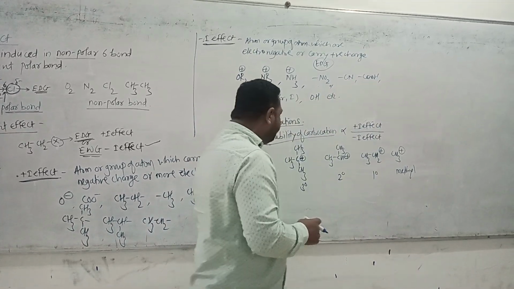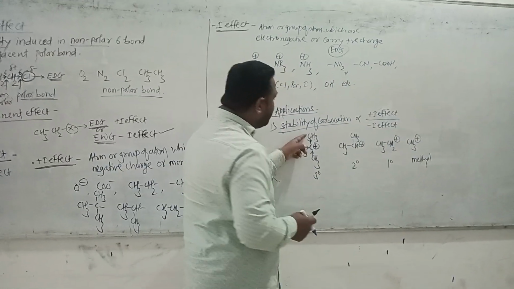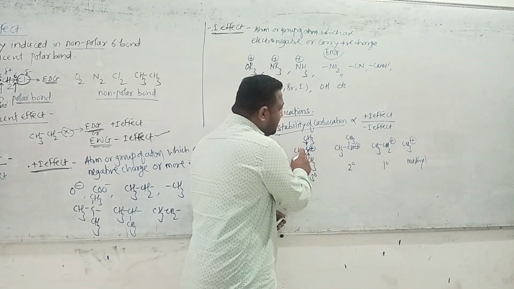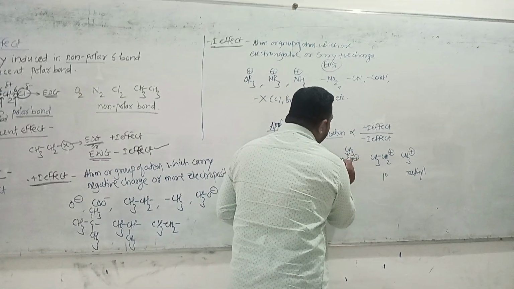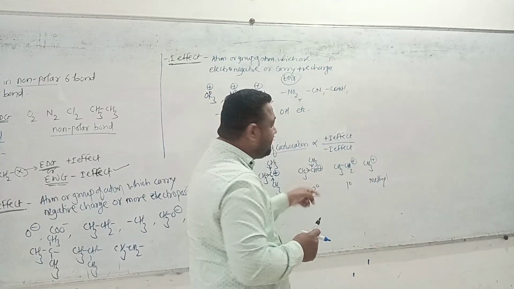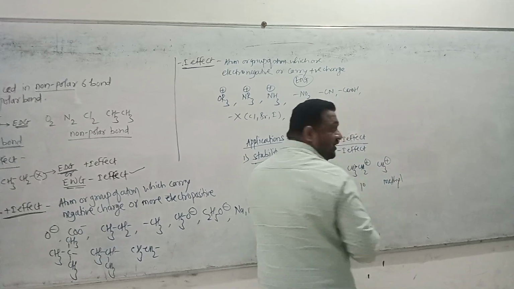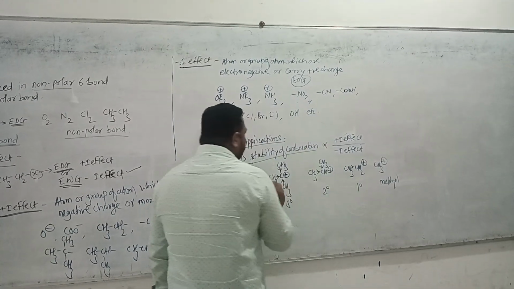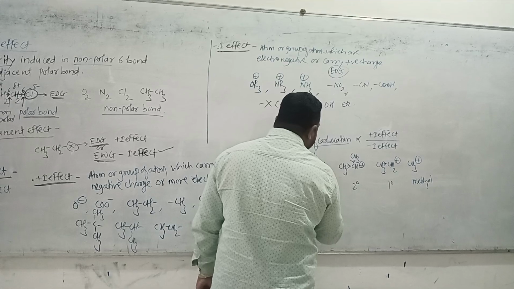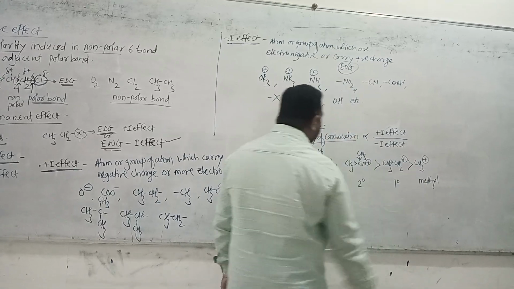This alkyl group is electron donating in nature. Alkyl groups are attached to the positively charged carbon atom, therefore having more plus effect. In the secondary carbocation, only 2 alkyl groups are attached, having less plus effect. Here only 1 alkyl group, and here no alkyl group is attached. Therefore, plus effect is present most in the tertiary carbocation. Therefore, this carbocation is more stable than secondary, than primary, than the methyl carbocation.